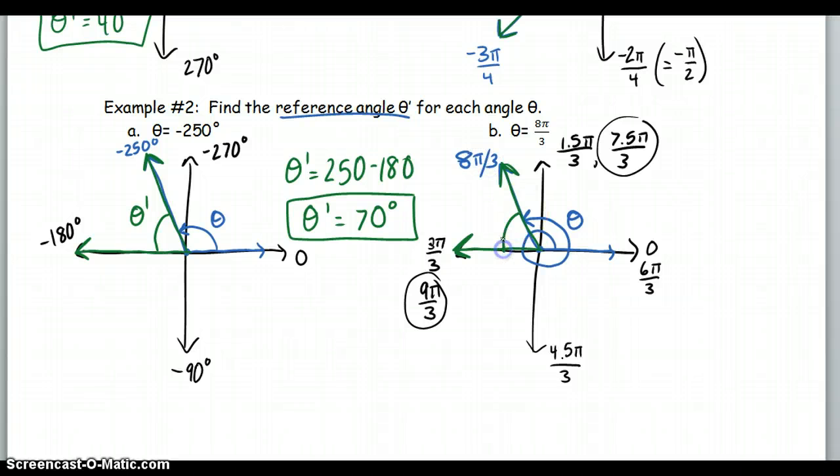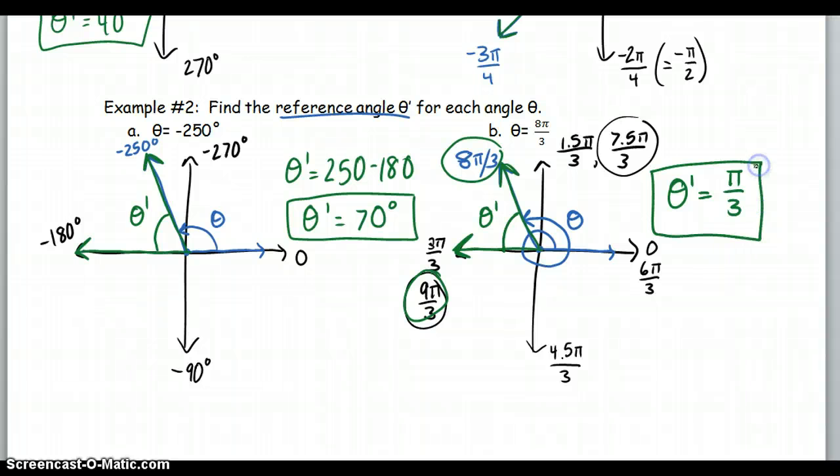So our theta prime here is going to be the difference between 8 pi over 3 and 9 pi over 3. Hopefully it's clear that that difference is just pi over 3. So our reference angle here is pi over 3.